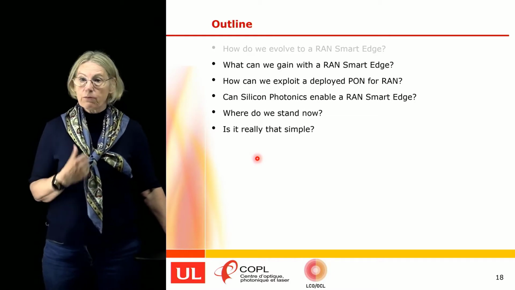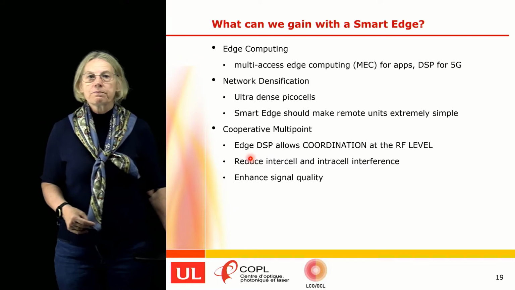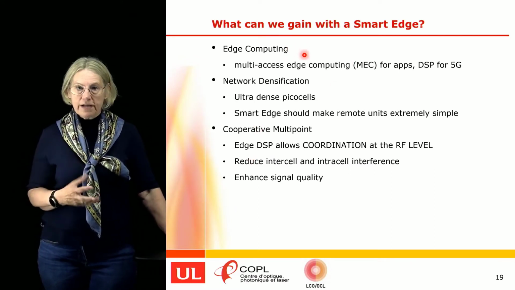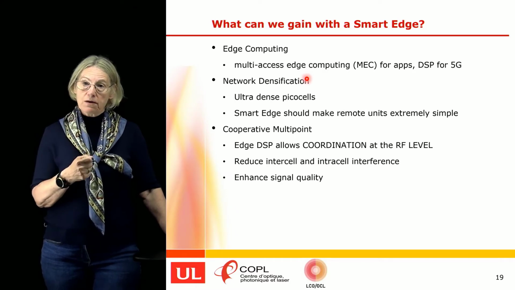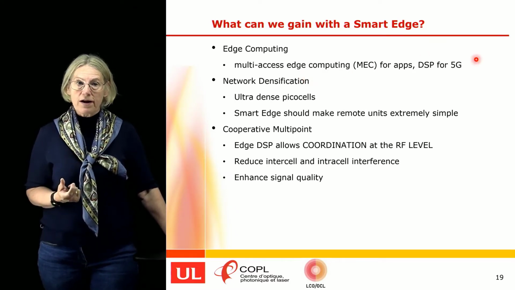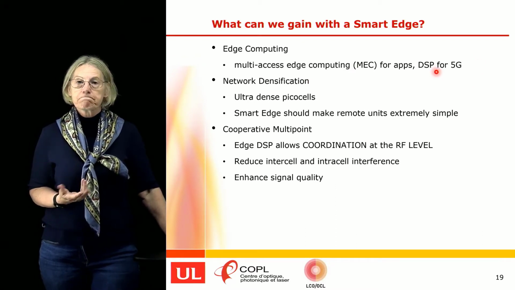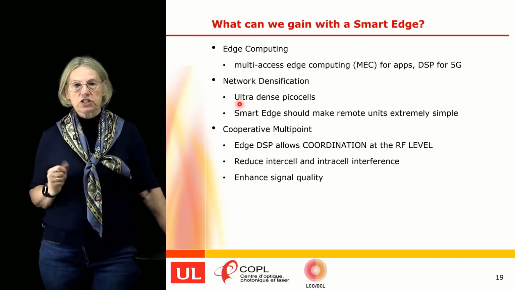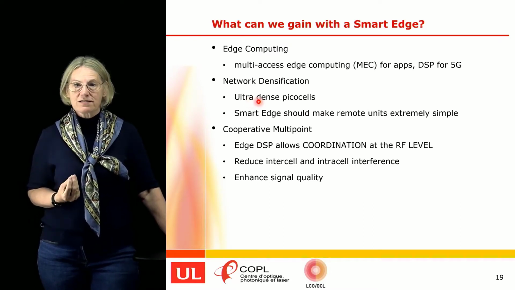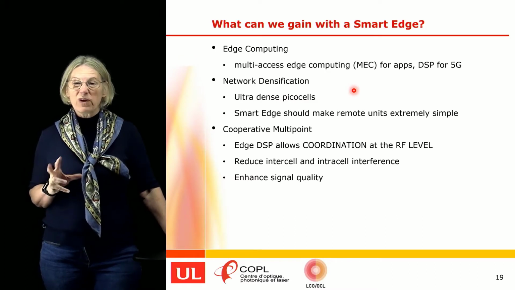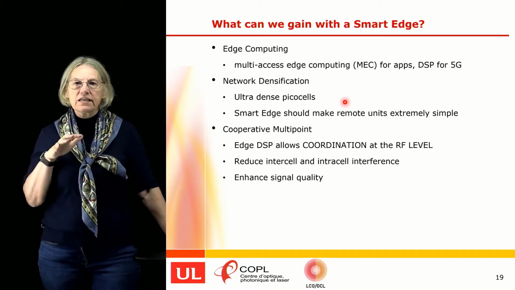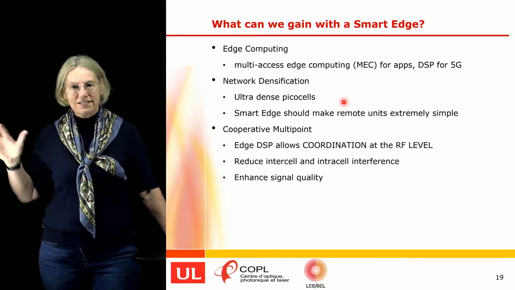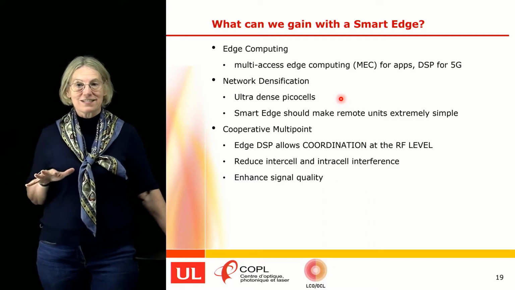Let's go on to the next question, which is what can we gain when we use this Smart Edge? So, of course, we have edge computing. We have this compute power. And so this multi-access edge computing, this MEC unit, is using that compute power for applications. But now we can also use that compute power to do the digital signal processing, the baseband processing for the 5G physical layer signals. I'll be talking a little later about how we can actually use this approach to densify the network. In other words, to be able to handle many more antenna sites, to create ultra-dense picocells, because that's another way that we can increase the capacity of a 5G network. And in order to be able to densify, we have to keep the remote units at the antenna sites as simple as possible so that we can populate more and more antenna sites.